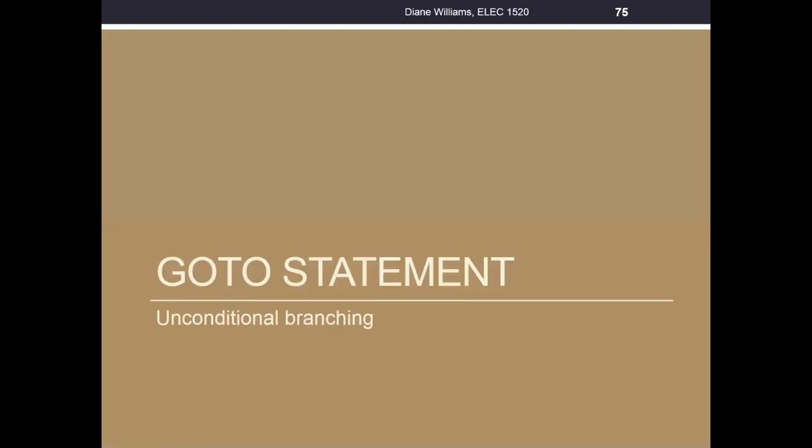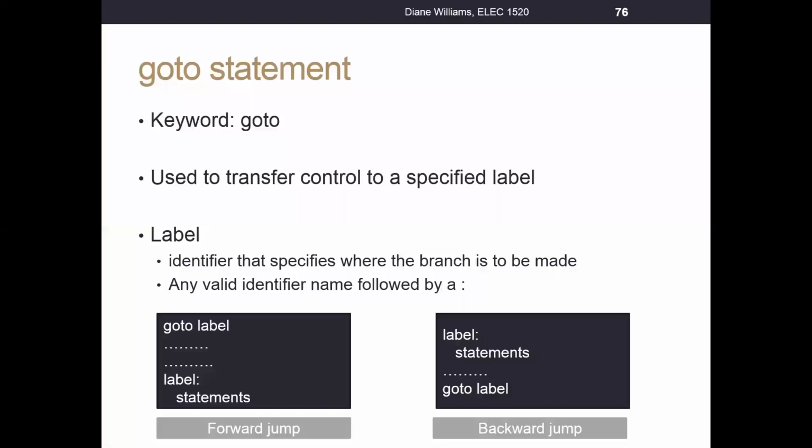There is an unconditional branching statement that's part of the language. You rarely, if ever, see it used. It's called the goto statement, and it's called unconditional branching because you always go to that area of code with no test, so no test condition. The keyword goto is used to transfer control to a specified label. So we're going to have a label similar to a case label, just without the word case. The label is an identifier specifying where in the code the branch is to be made, and this label can be any valid identifier name followed by the colon.